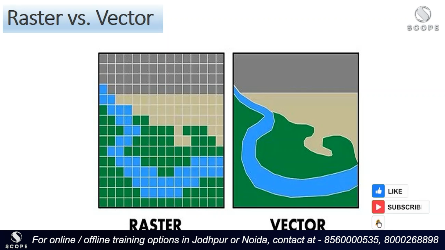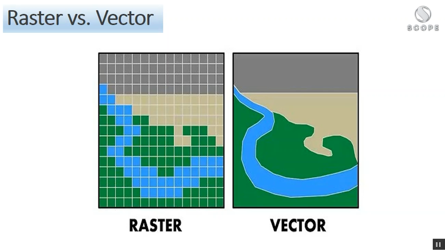Let's talk about raster and vector. Raster data is a very simple data structure, and vector data is a very complex data structure. We can easily edit vector data, but we cannot easily edit raster data. About the size, raster data has a very large size. If you download any satellite imagery, the size is at minimum more than 1 GB. But in comparison, vector data is a very small size.